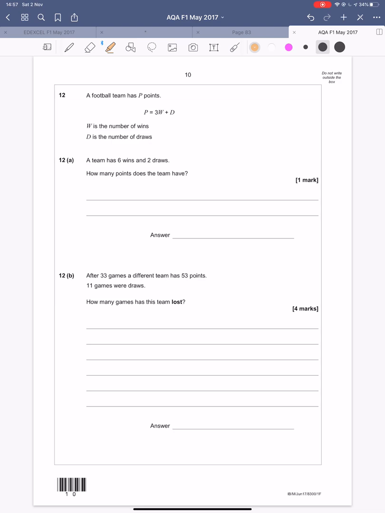Next question. A football team has P points, and P comes from 3 points for a win, 1 point for a draw. So it's 3 times W, the number of wins, and 1 times D for the number of draws. 6 wins and 2 draws. So that means W is 6, D is 2. So the points is 3 times 6 plus 2. So 18 plus 2. So that team's got 20 points.